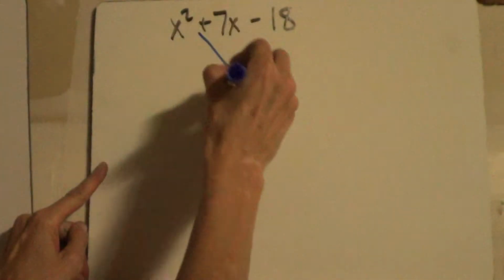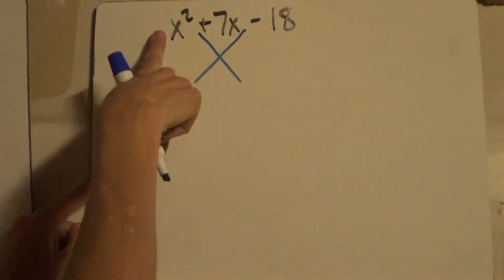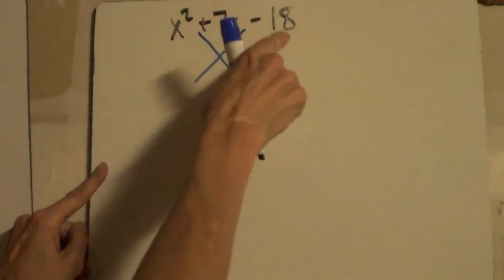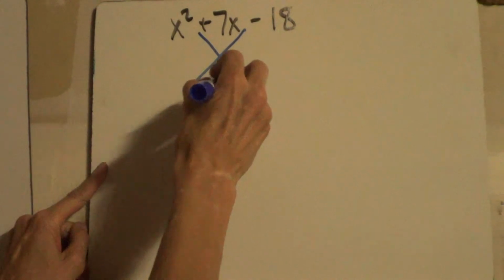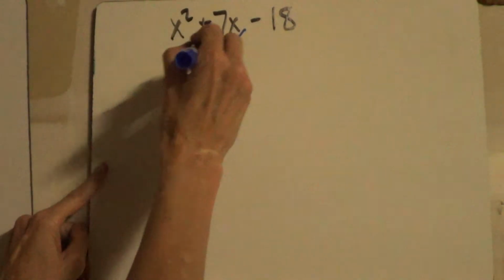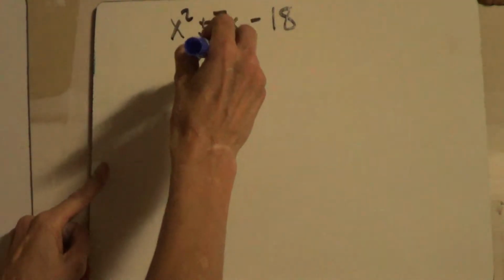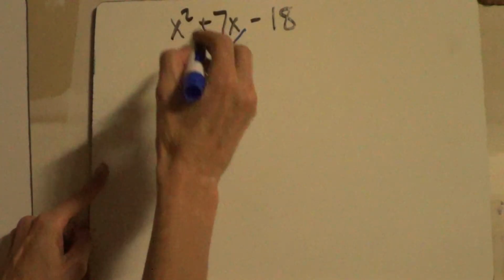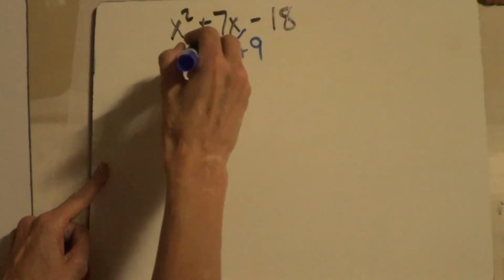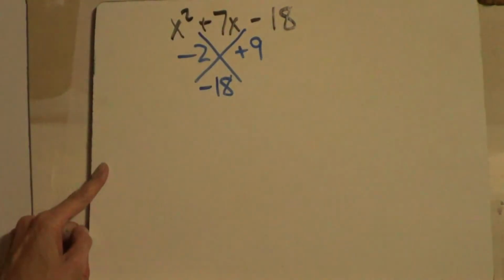Here's another one. Again, we play the X game. Now the first term is 1, so 1 times negative 18 is negative 18. So we're going to have a negative and a positive, because that's negative. So they need to subtract to be 7. It would be 9 and 2. The 9 needs to match the sign up there because it's farthest from 0.